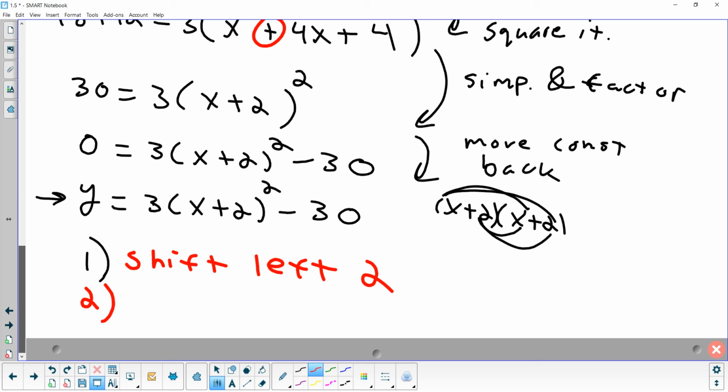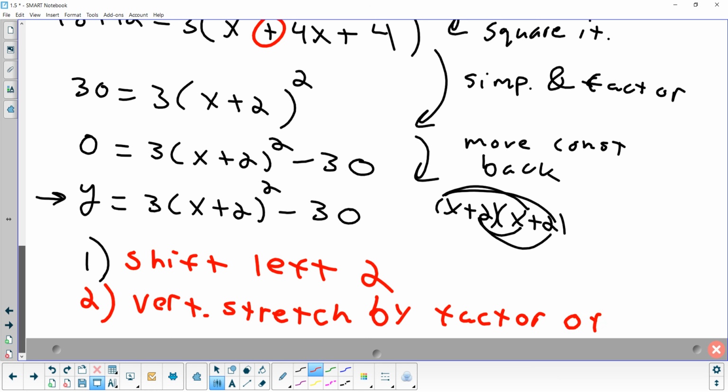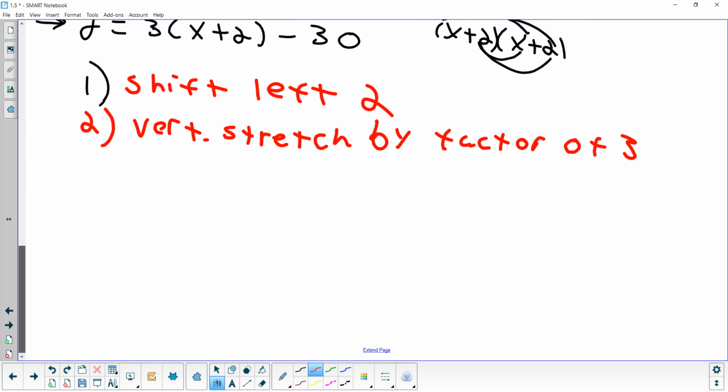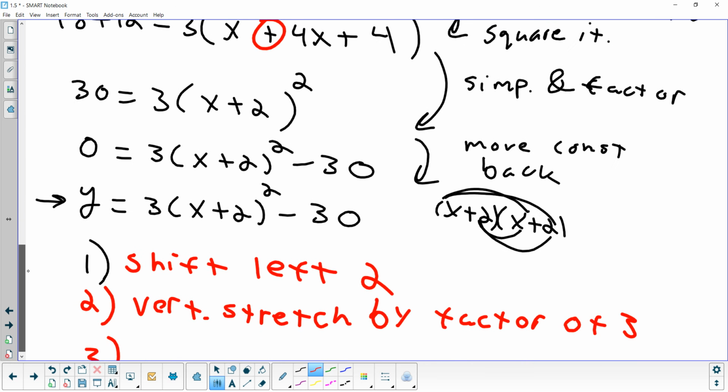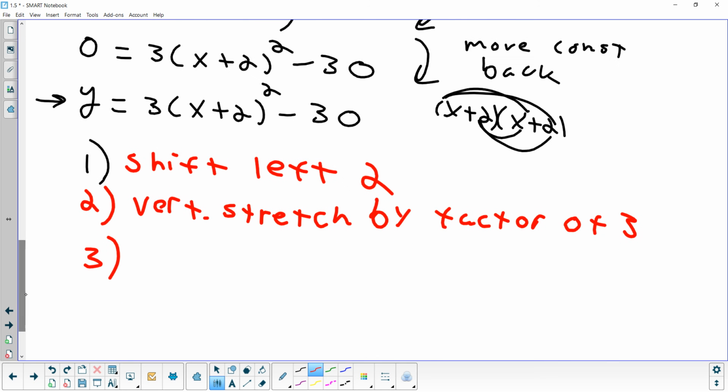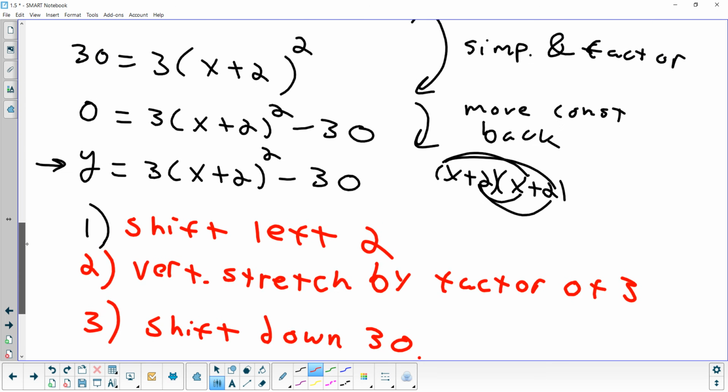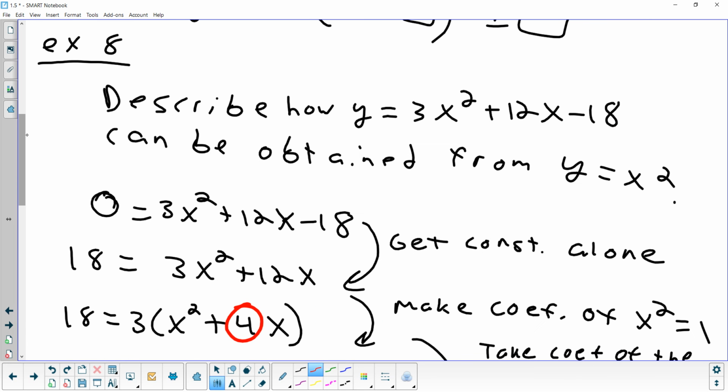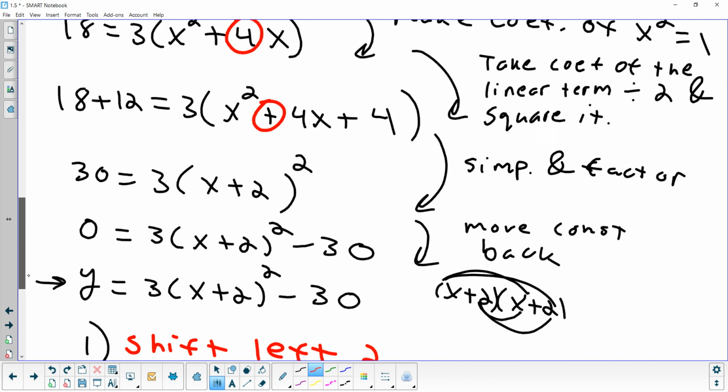What's the second thing? Yeah, Caleb. Vertical stretch by a factor of 3. Yep. And the last thing is shift down 30. So before we completed the square, you couldn't tell that this was shifted down 30 units at all. I mean, there's no 30 anywhere in there. So the only way to tell is to complete the square.